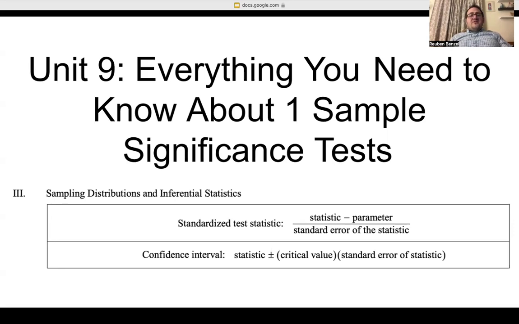One thing that is really good to look at on the front page of your AP Statistics formula sheet is the general formula for the standardized test statistic. This is the statistic minus the parameter over the standard error. Just remember that the parameter is the null value in this case.